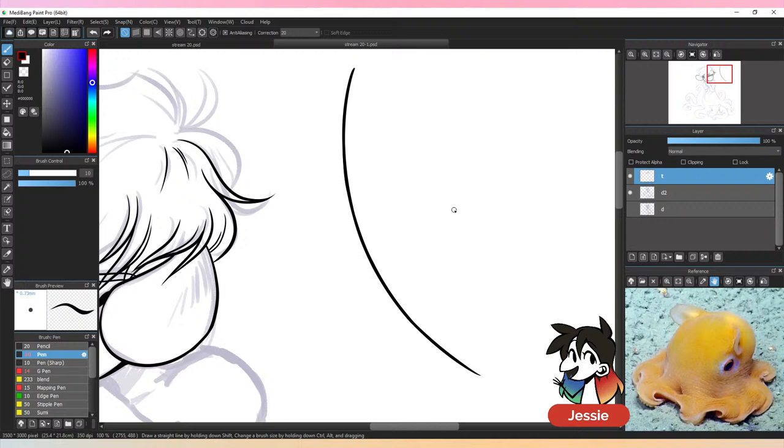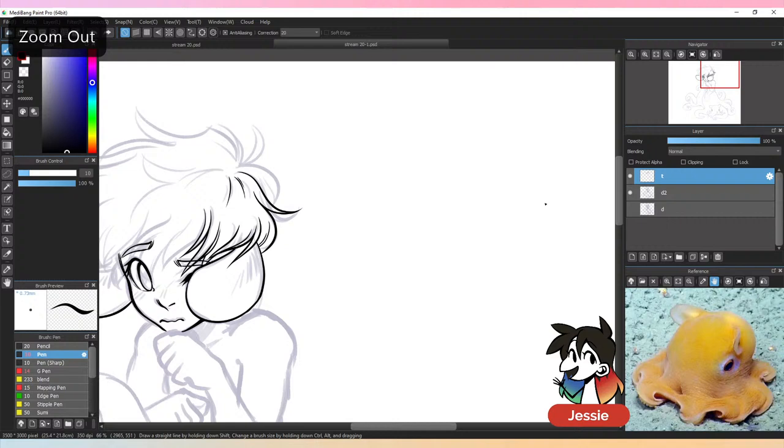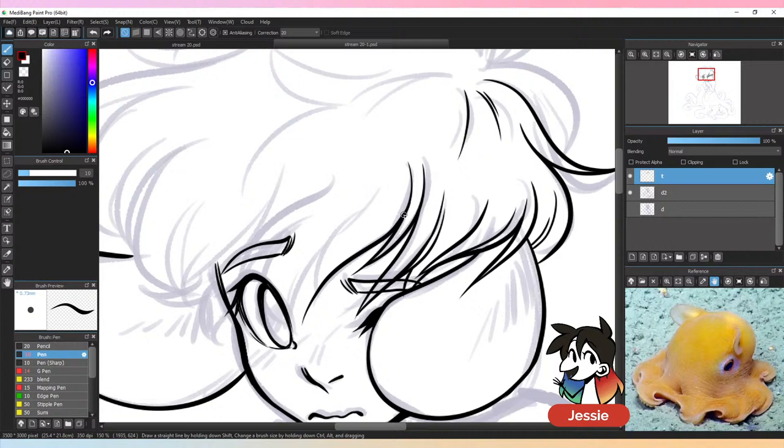Oops. Ha! I changed my shortcut. Instead of it being Control Y to redo, now it's Control Shift Z just to match my Photoshop window. But if you didn't know, the shortcut on that is Control Y to redo stuff.